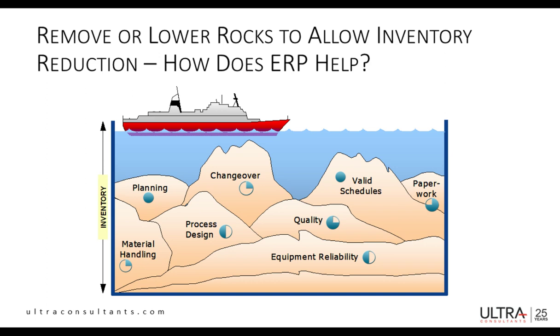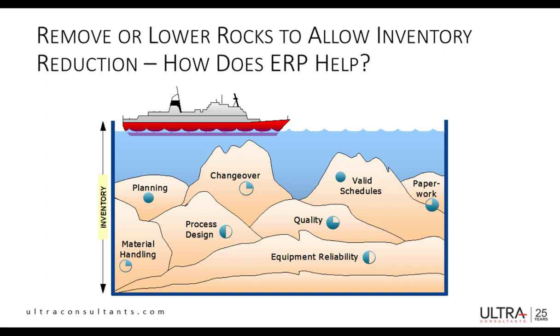Here's an example that we'll give you. We think about this as a very traditional look. The water represents the inventory levels, and the rocks represent all the things that cause me to have high inventory. Whether that's maybe my planning processes are poor, I have long changeovers, so I have a lot of high batches. My schedules aren't valid, so I run something out of order, or I have to reschedule. When I do that, that adds to inventory. My quality is poor. There's a number of things that can be listed here, equipment reliability. So the question is, how does the ERP help me reduce inventory?